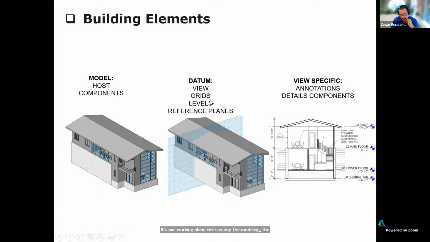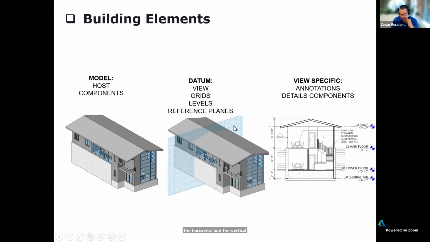Grids and levels are also datum objects. They behave as working planes with projections that display in dashed line. That's what a grid is. That's what a level is. Datum objects section the model in the horizontal and the vertical.